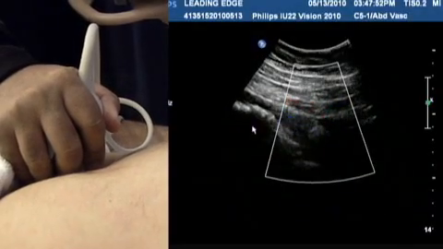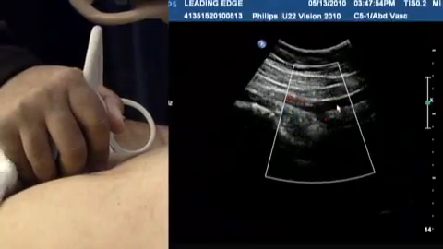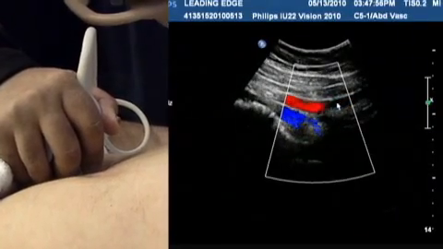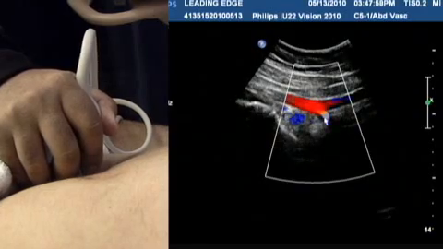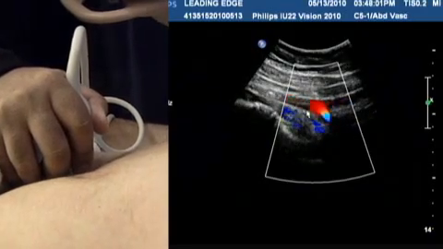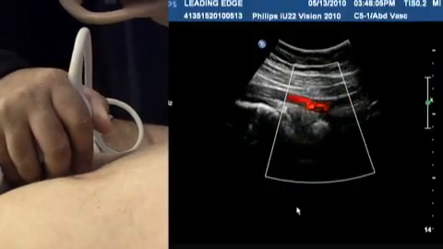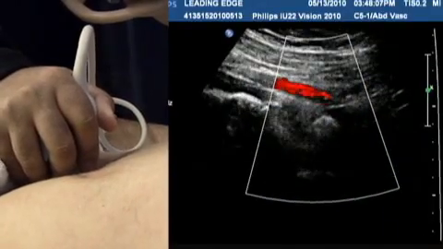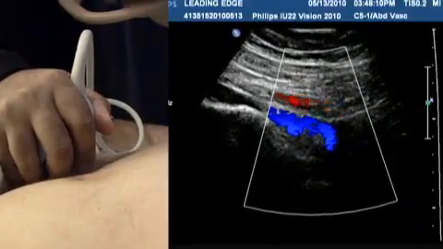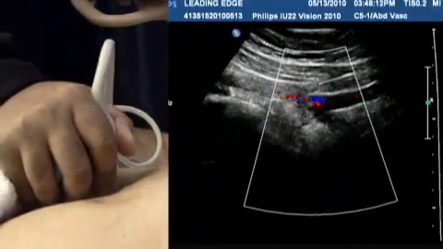And here we go. Here is the external iliac artery. This is the hypogastric or internal iliac artery. And here we see the common iliac artery here. Let me just magnify that image a little bit so we can display that just a little bit better.